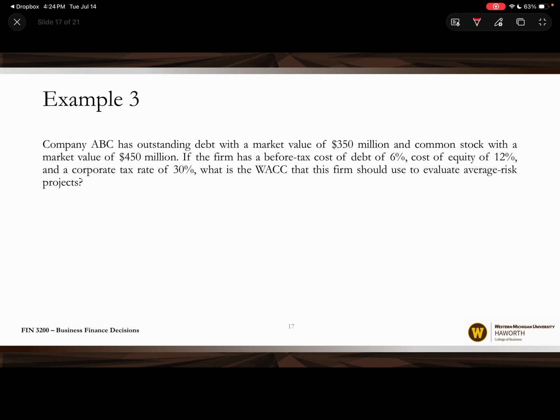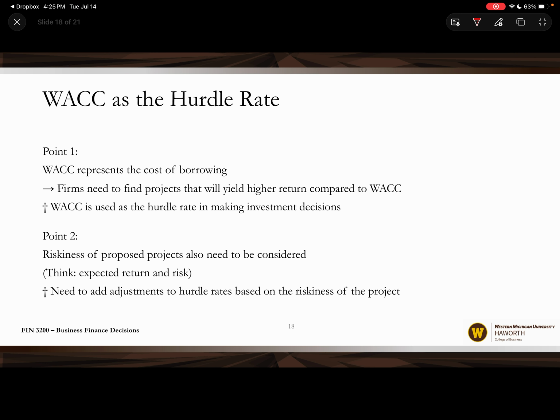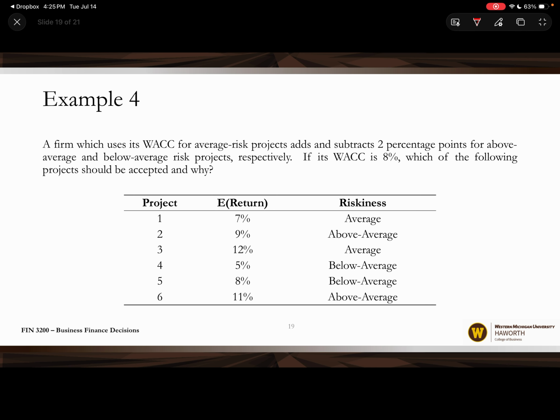And the solution to example 3 is already posted. You should take a look. And that's it. So the hurdle rate slide you can skip. And example 4 you can skip.